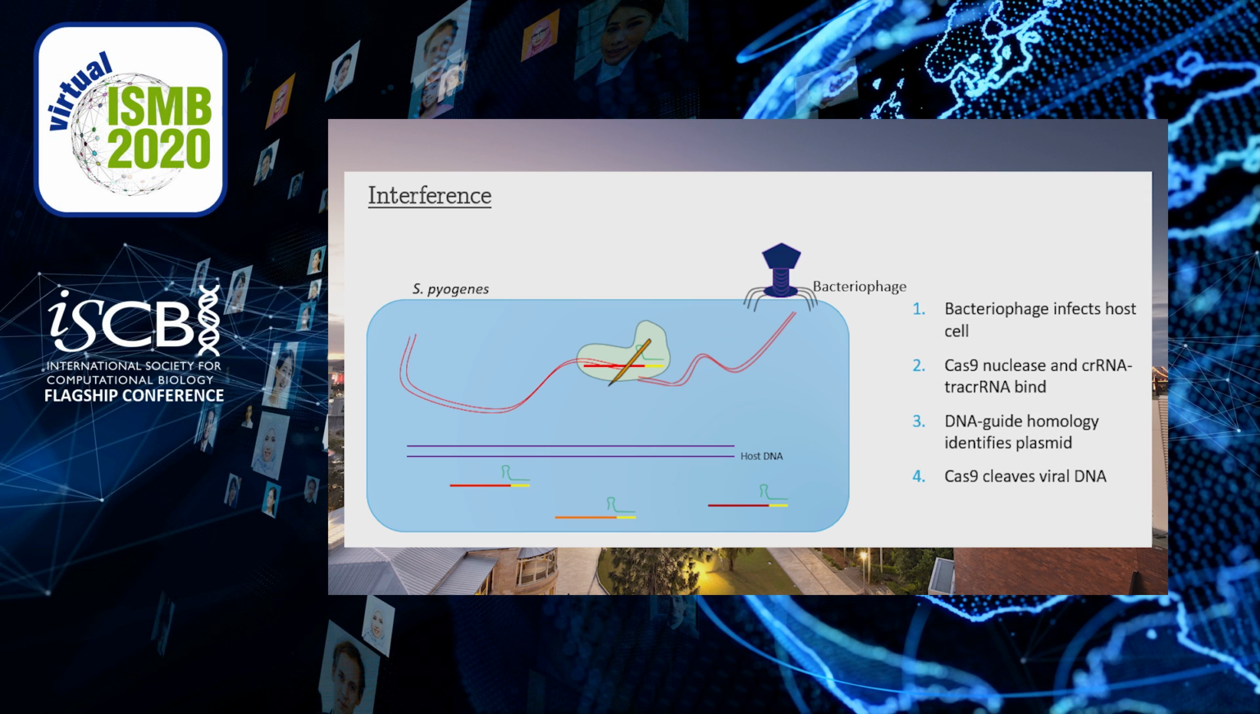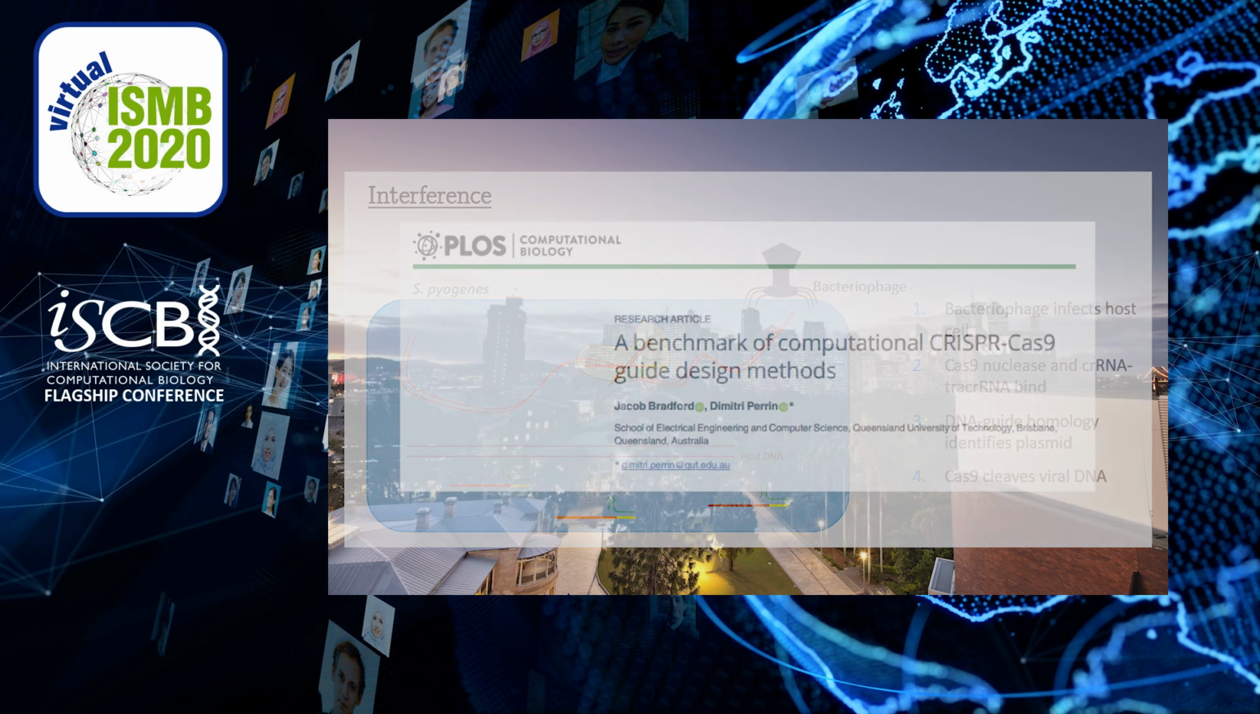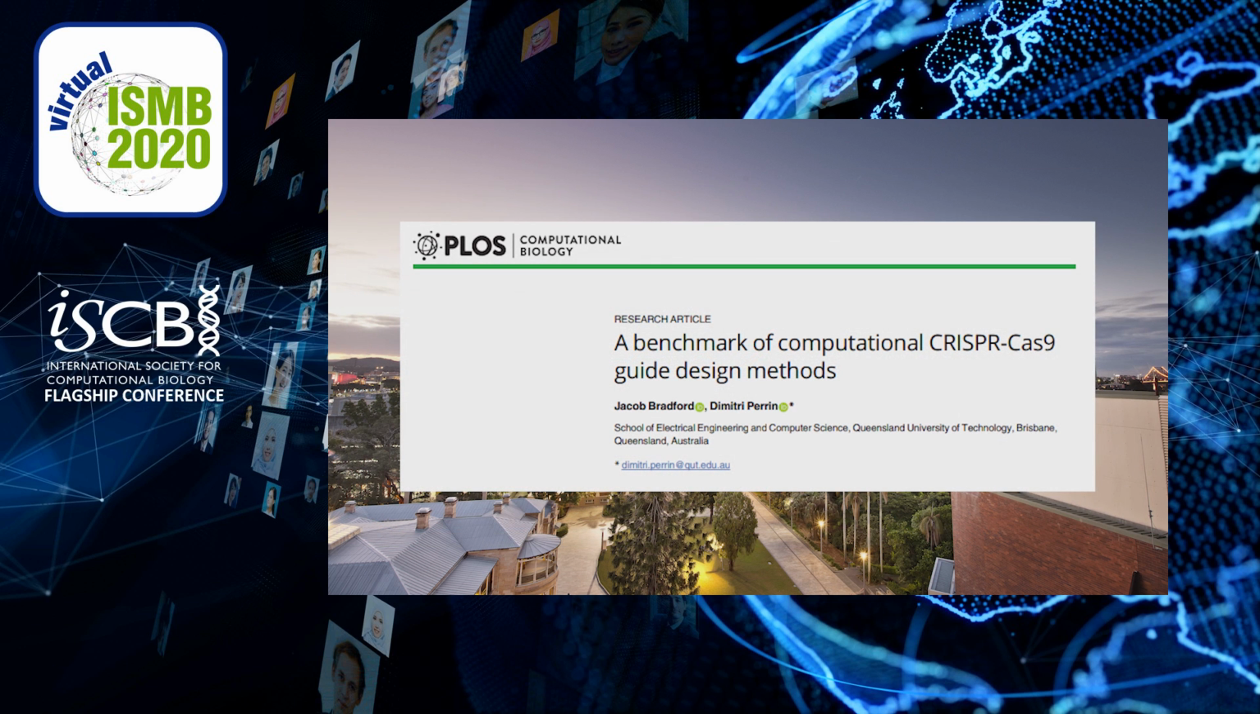For this, a number of pipelines exist. In some previous work, we reviewed and benchmarked these existing pipelines and described what a high-quality pipeline should look like. Any decent pipeline should consider two properties: guide efficiency, that is, how well the guide will bind at the desired target site, and specificity, that is, how unique the guide is to the target site. These are two complex properties.